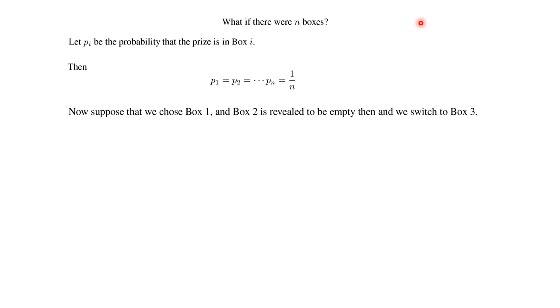Now, with our previous setup and without any loss of generality, suppose then we choose box 1, the presenter reveals that box 2 is empty, and we're going to switch to box 3. The probability that the prize is in box 2 or box 3 or box 4 up to box n is the sum of those probabilities, and there's n minus 1 of them. So the probability that it's in box 2 up to box n is (n-1)/n.